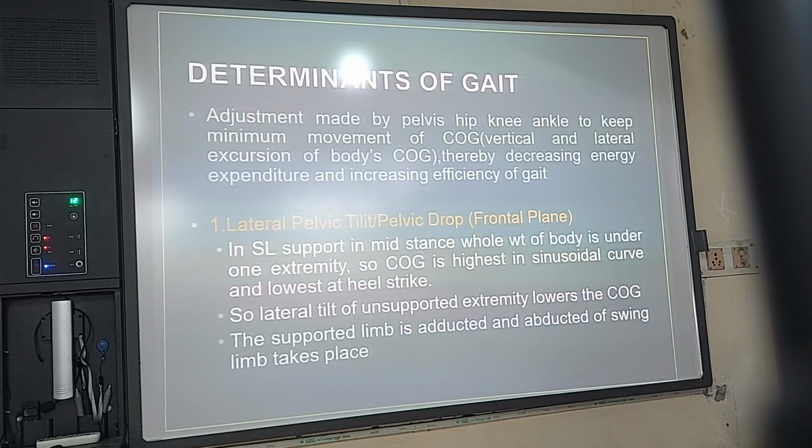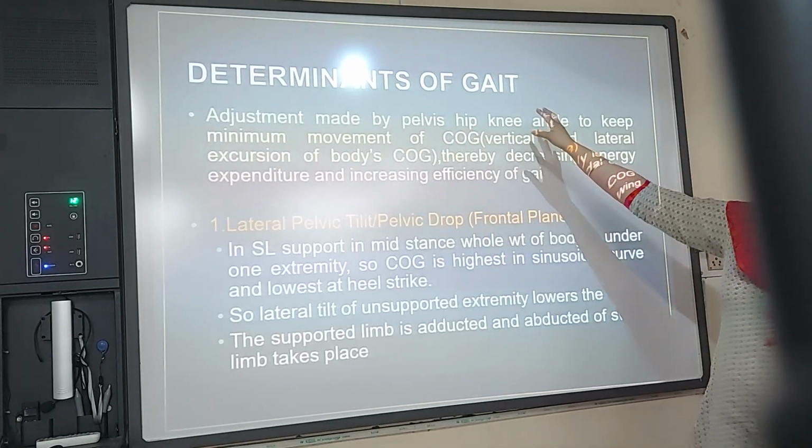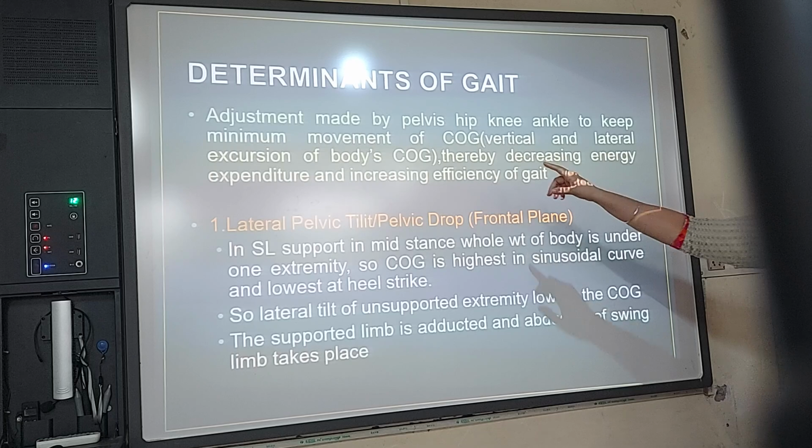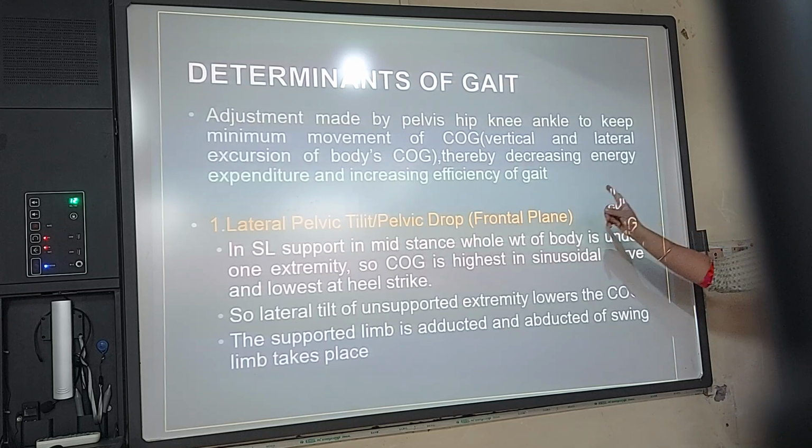Now there is a certain mechanism which our body uses to maintain this COG in a normal path and avoid the vertical and horizontal displacement. The body does not want too much horizontal and vertical displacement. So what determines this? These are called the determinants of gait. It is basically adjustment made by the pelvis, hip, knee, and ankle to keep minimum movement of center of gravity, vertical and lateral excursion of body COG, thereby decreasing the energy expenditure and increasing the efficiency of gait. Fine.